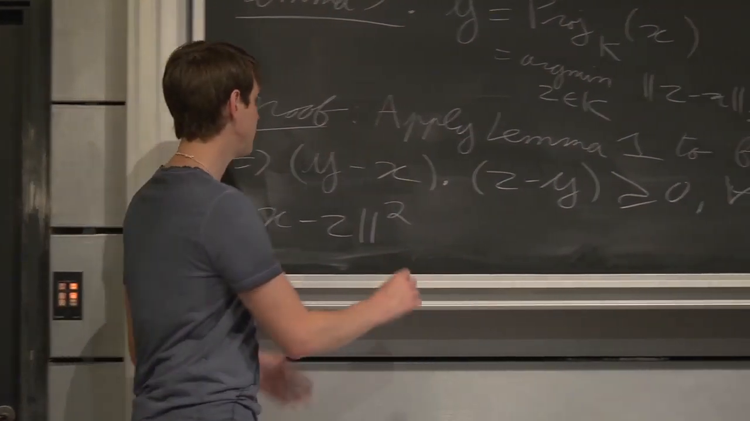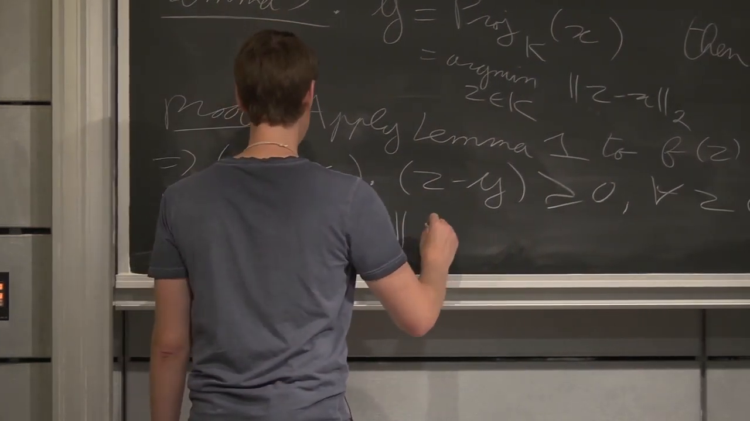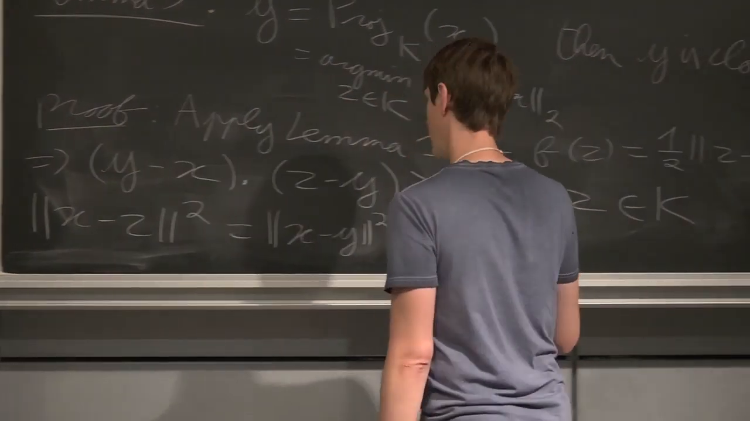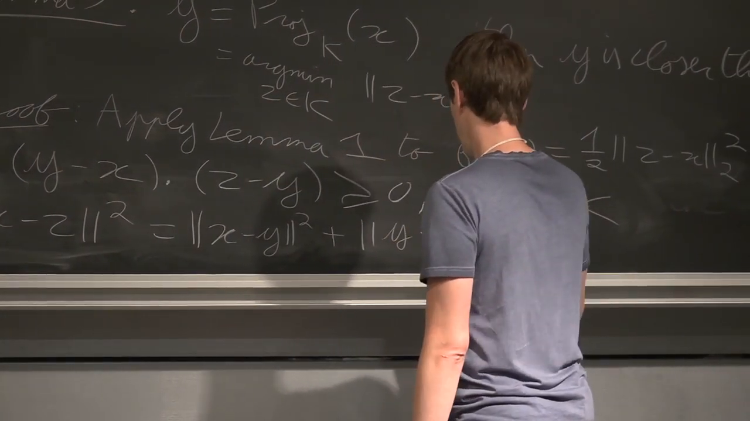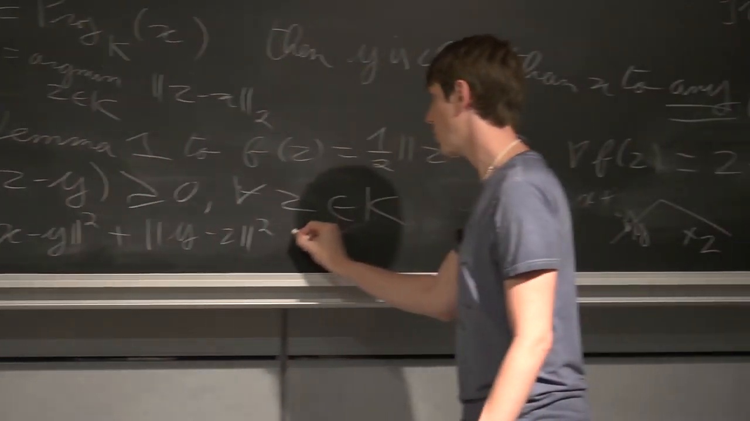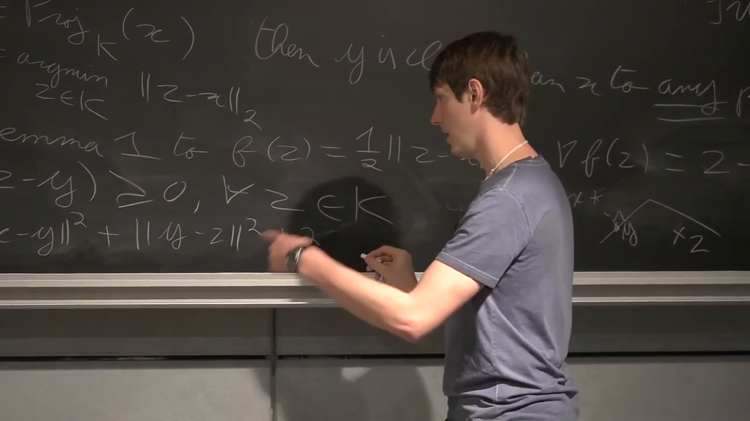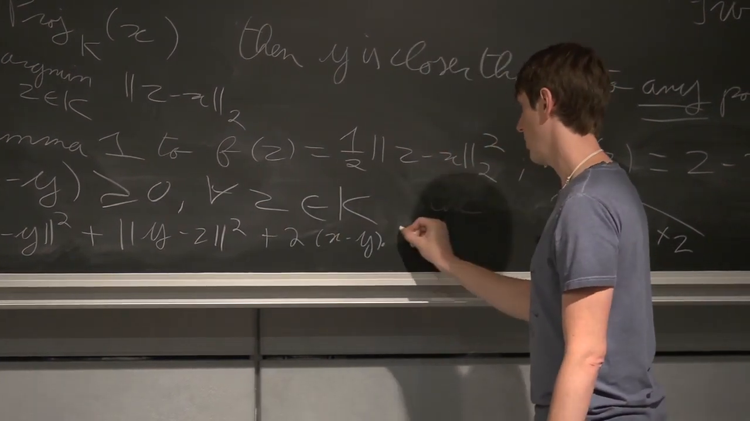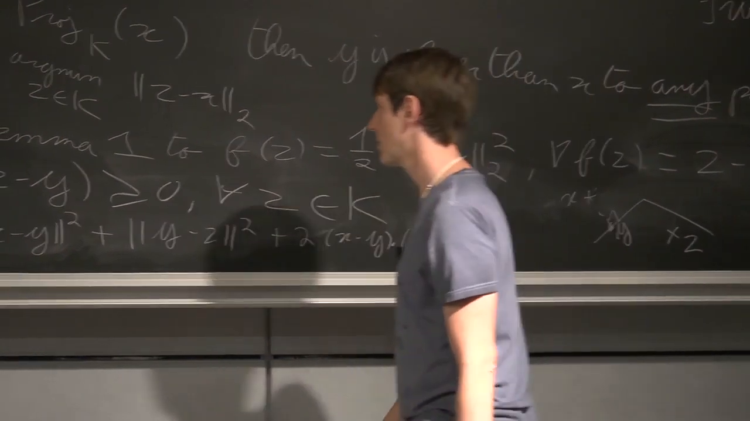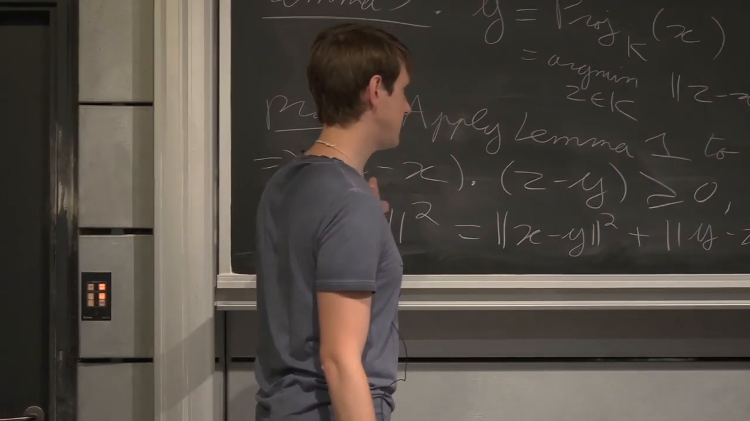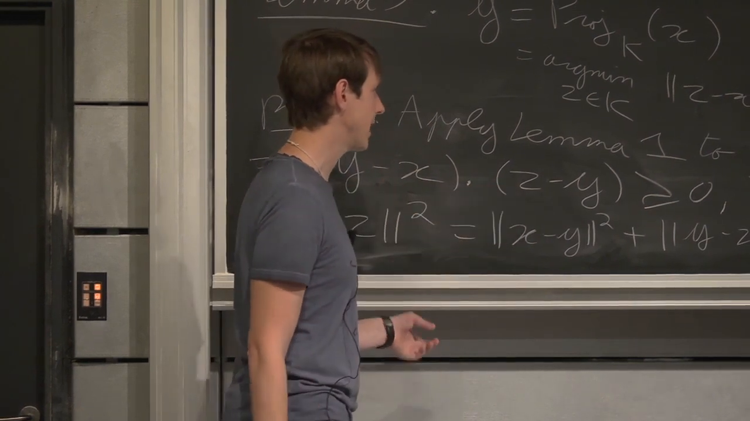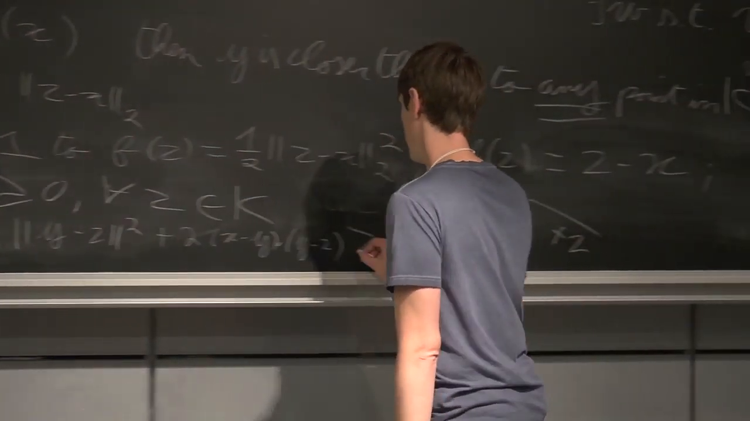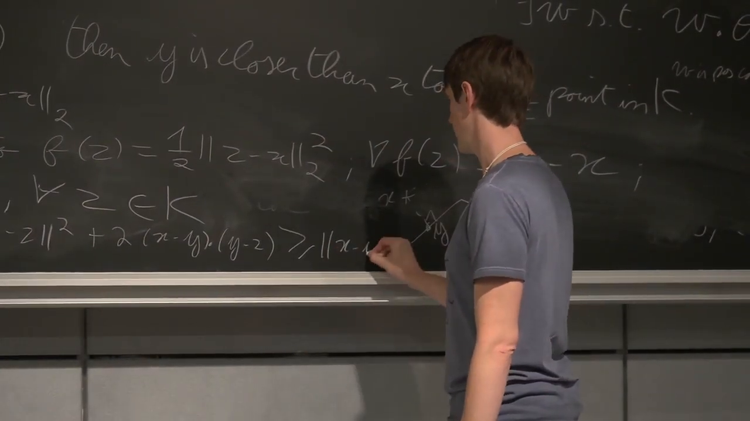I'm just going to expand the square. So I get that this is the norm of x minus y squared, plus the norm of y minus z squared, plus twice the inner product of x minus y with y minus z, which is exactly this with a minus sign. So this is non-negative, this is non-negative, so this is bigger than the norm of x minus y squared.